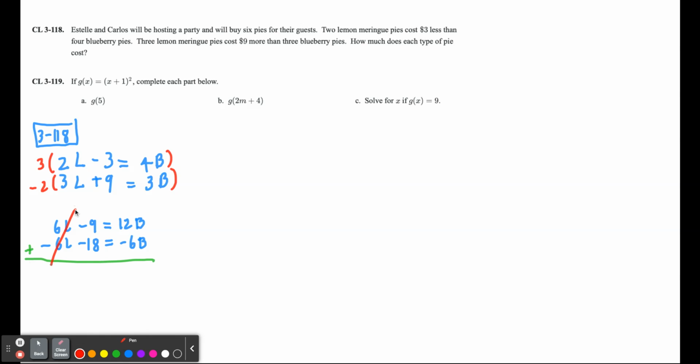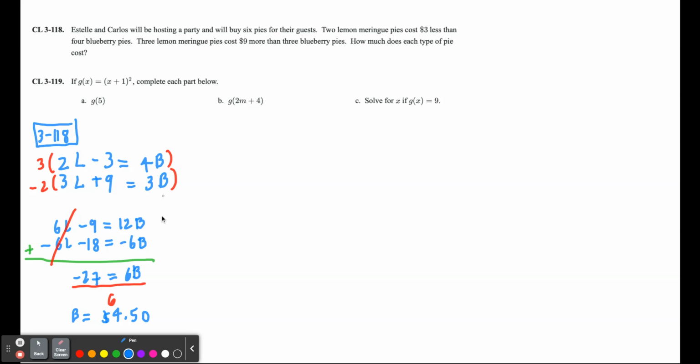And then these cancel. And then you get negative 27 equals 6B. And then you divide by 6. And you get that a blueberry costs negative 27 divided by 6, which would be 4.5, so $4.50. And then you just plug it in to get your other one.